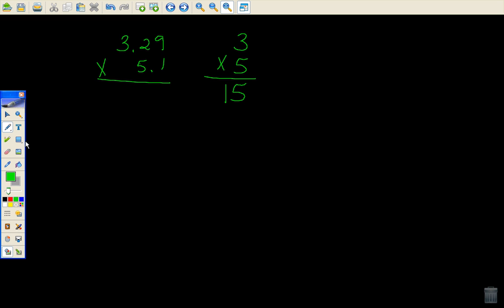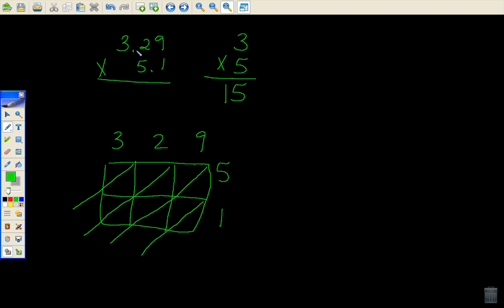I'm going to go ahead and do the lattice method for those of you that do lattice, so you can see it a multiple of ways. So I've got 329 because I'm ignoring my decimals. They don't exist right now to me. I just want to get the product. And then 51. I said I was ignoring the decimals. I'm just going to use these numbers to multiply them together, and then we'll go back to the last few steps to put the decimal back in.